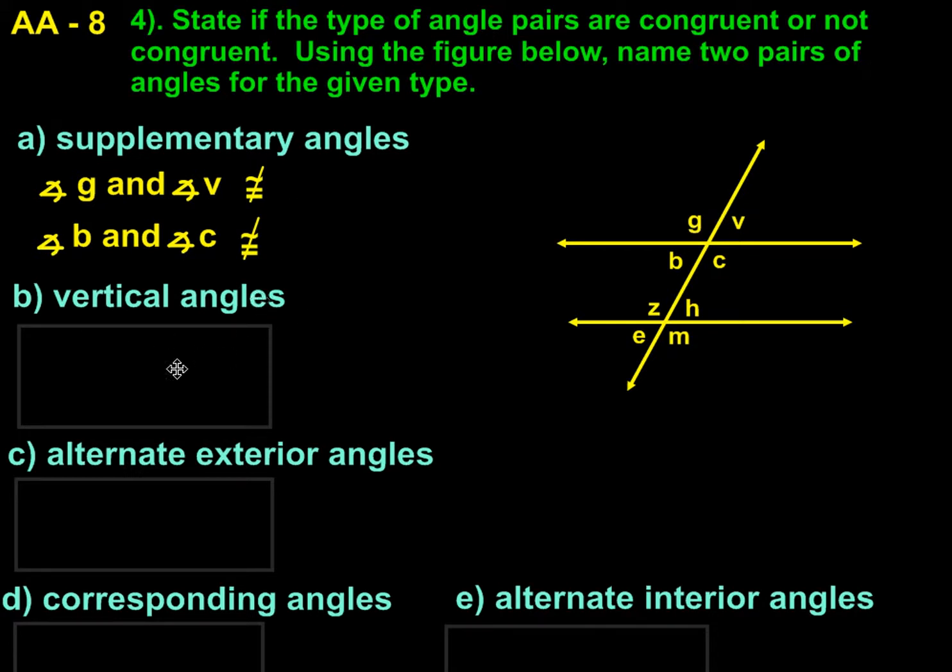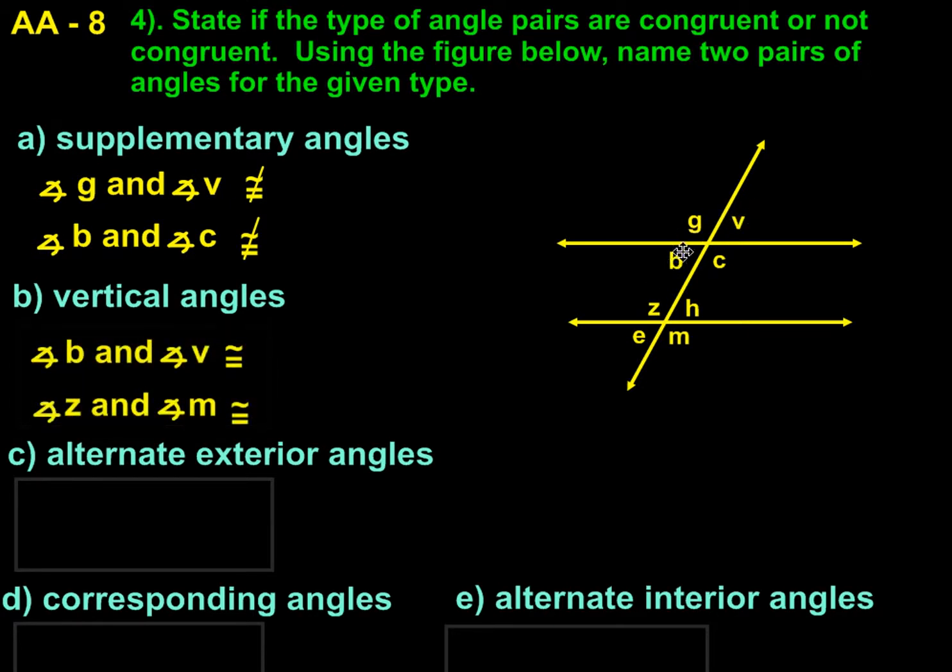Vertical angles. Again, there are numerous ones. I've got angle B and angle V. See, they're opposite each other. And I've got angle Z and angle M down here. You could also do EH. You could also do CG. So there are lots of them. And they would be congruent.